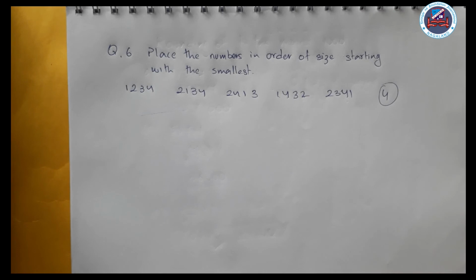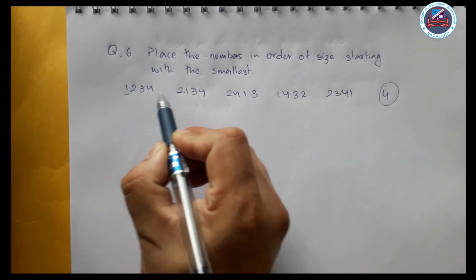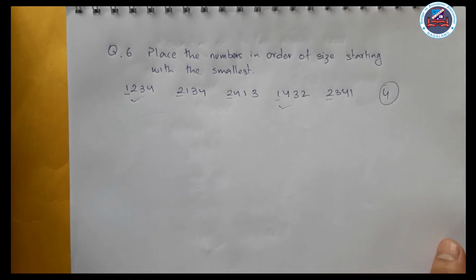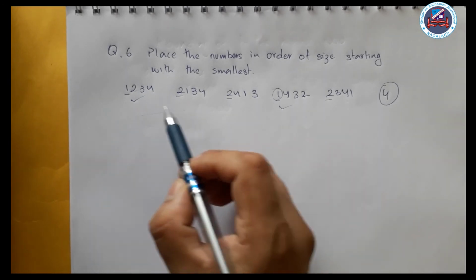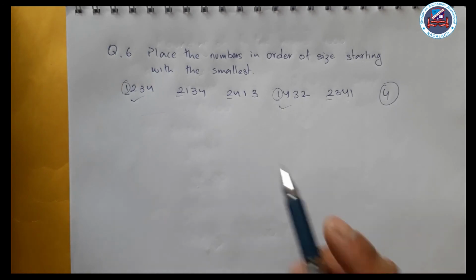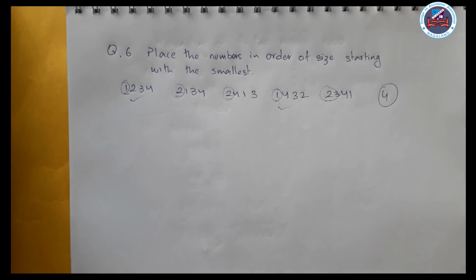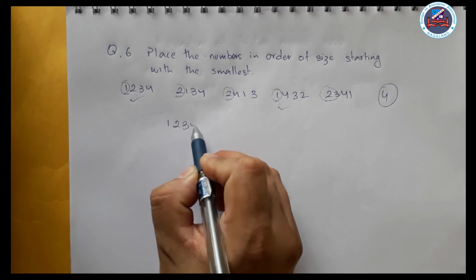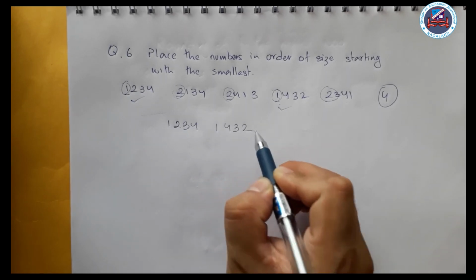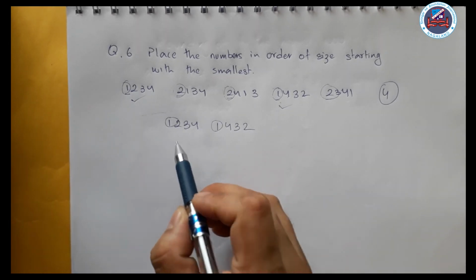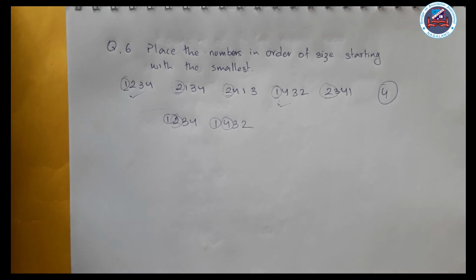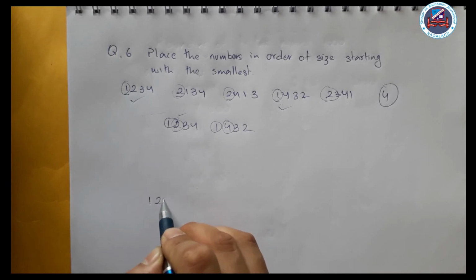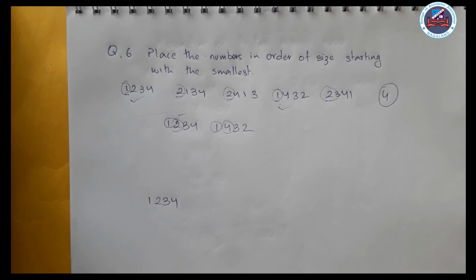So that means we have to look at the first digit of the number. This is 1, 2, 2, 1, 2. From this series of numbers, we have two numbers that have 1 in the beginning. The others have 2. We know that 1 is smaller than 2, so these two numbers will be the smallest: 1234 and 1432. Now these two numbers, the first digits are the same. Now what about the second digit? This is 2, this is 4. So we know that 2 is smaller than 4, so therefore 1234 will be the smallest number.